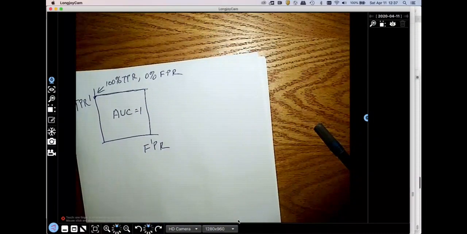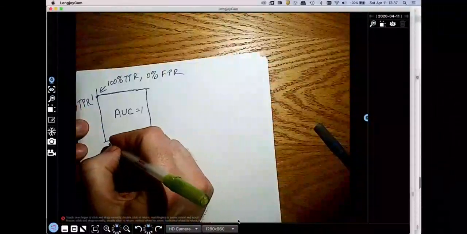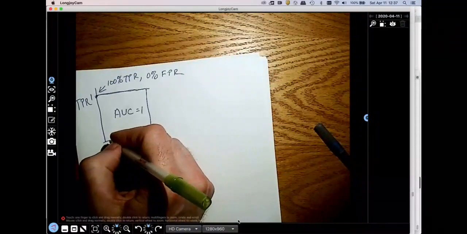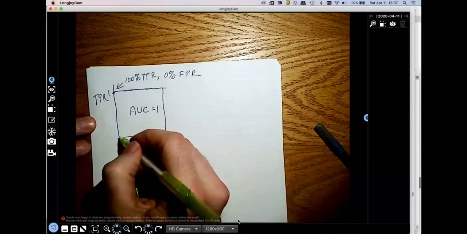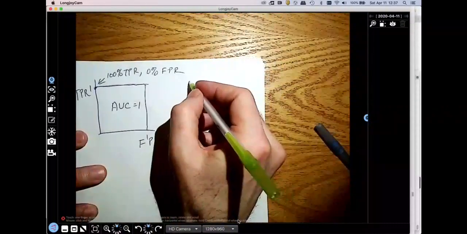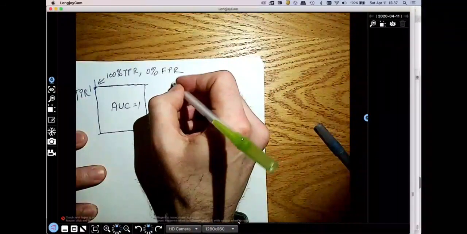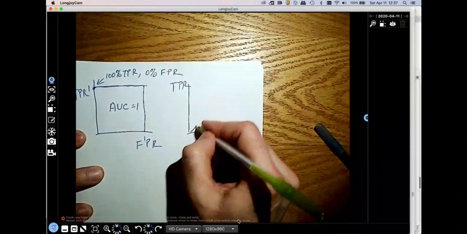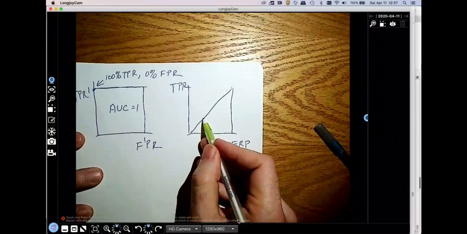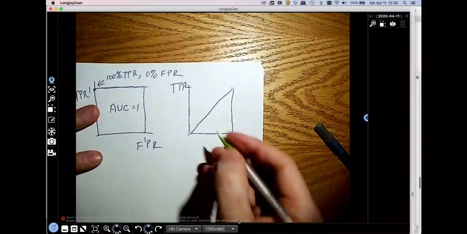So I like to call this the crystal ball classifier because it's like I can see perfectly into the future whether or not you're going to default, and my model just gets it right all the time. Now, on the other hand, if my classifier looks like this, so if the true positive rate increases at the same rate as the false positive rate, I'm just doing random guessing.